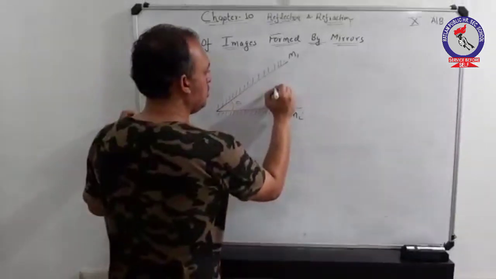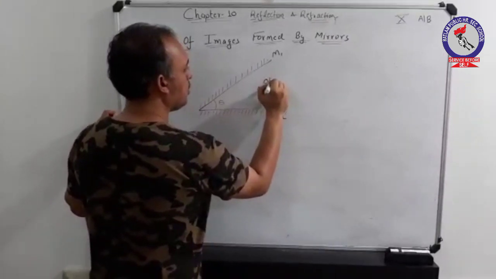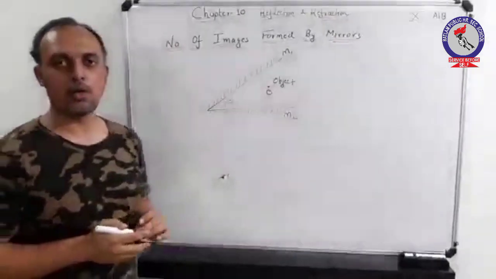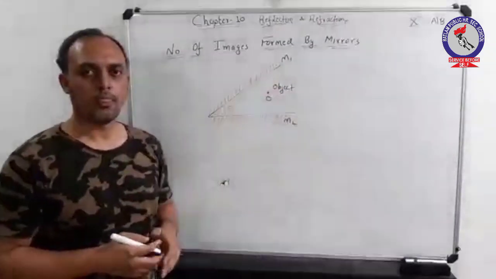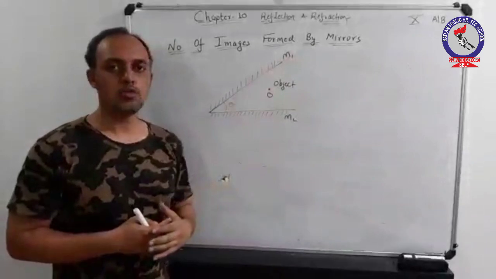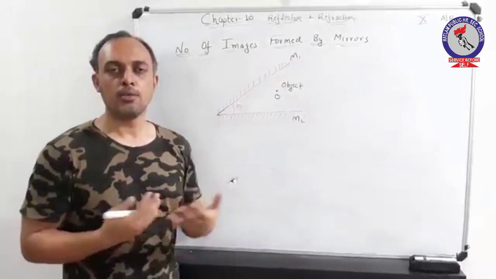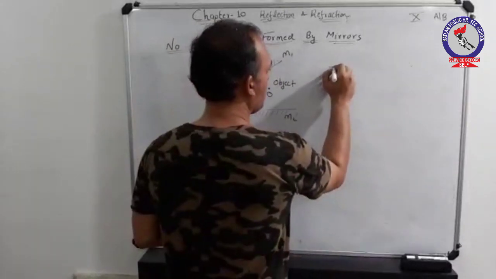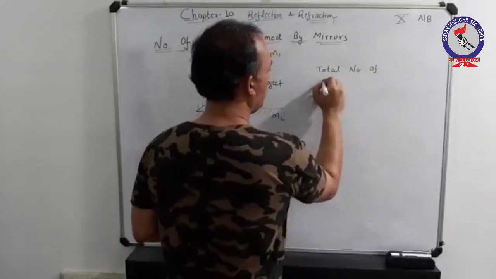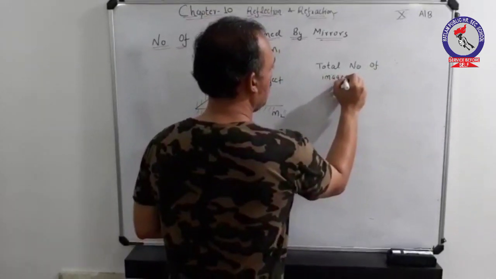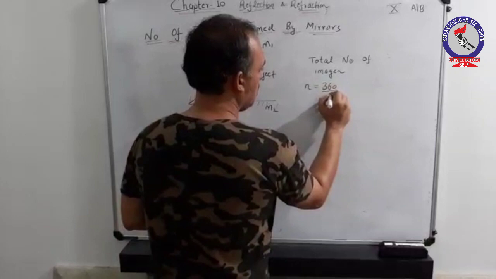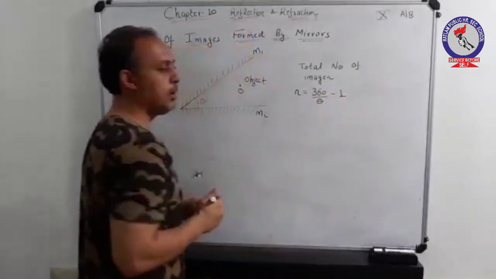Now consider an object O which is placed at a certain point between the two mirrors. What will be the number of images? The number of images formed by these two mirrors by multiple reflection can be simply calculated by a relation: total number of images given by n is equals to 360 by theta minus 1.